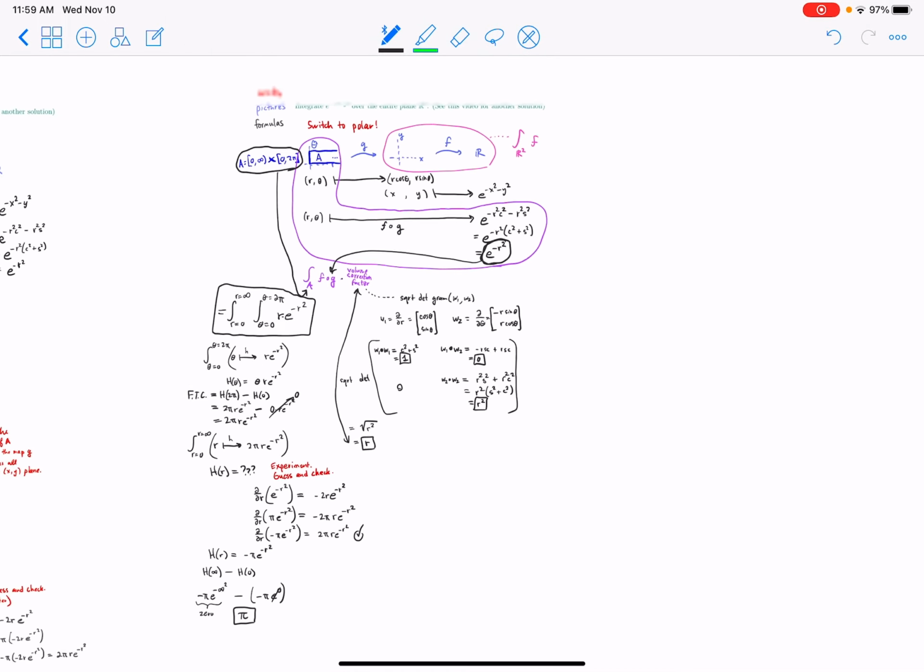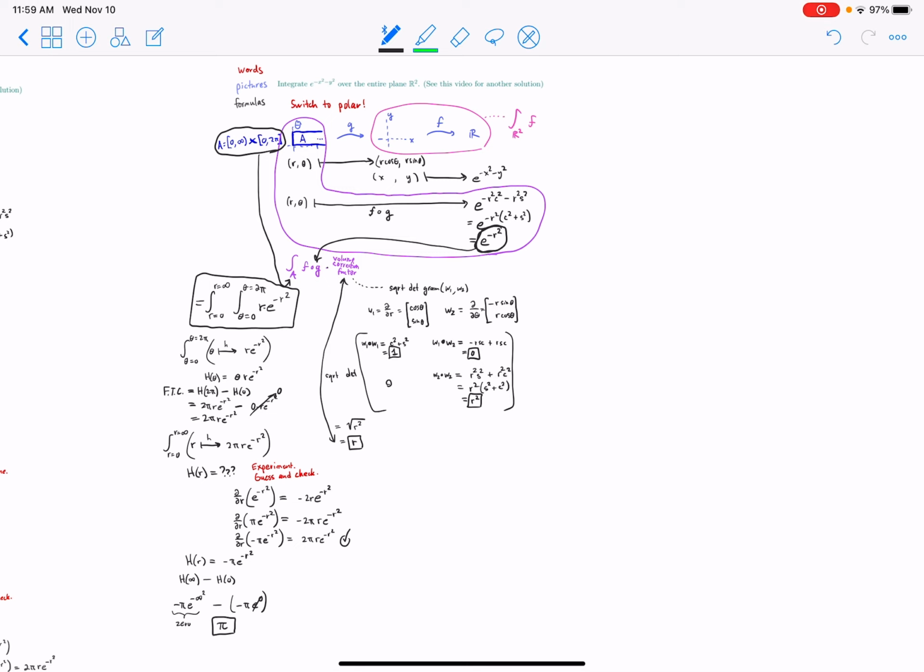So let's look at what we did. We switched to polar. And then we found the volume correction factor and the composed function and integrated over a rectangle. We did the fundamental theorem of calculus once and then twice, and that gave us the answer.